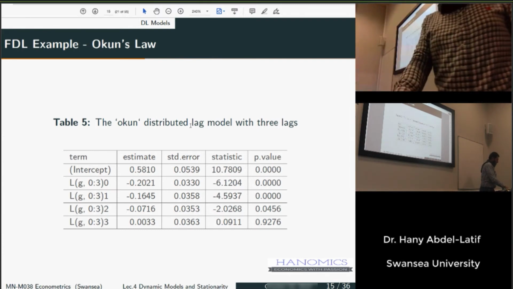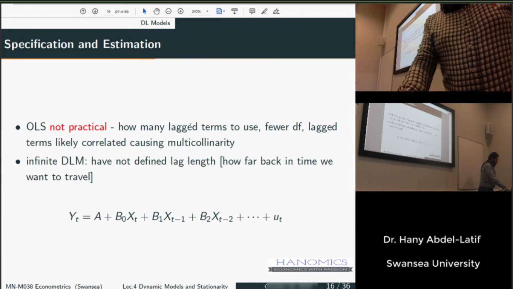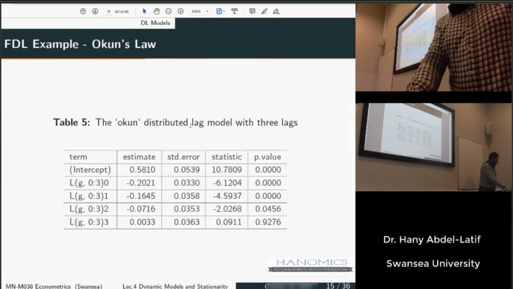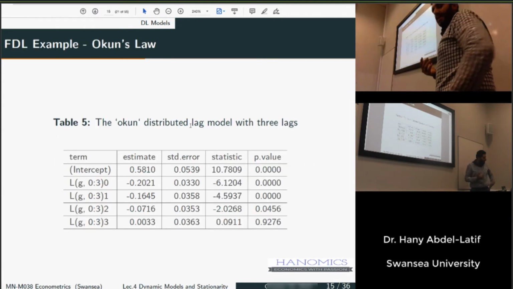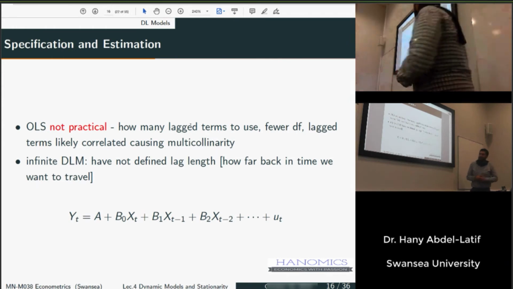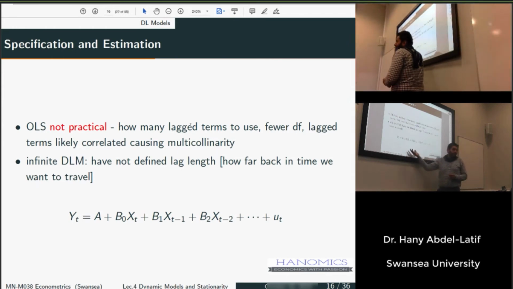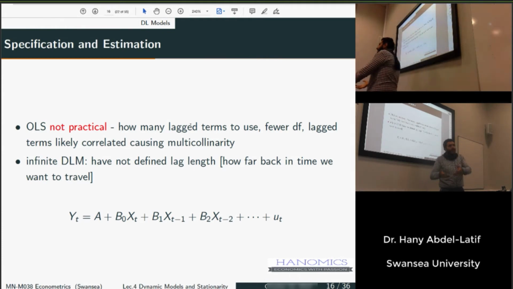Maybe the third lag is not significant, but at least we know that 2 lags are significant. So how would we estimate this? It's the same specification question: how many lags to go back in time, as with the AR process?